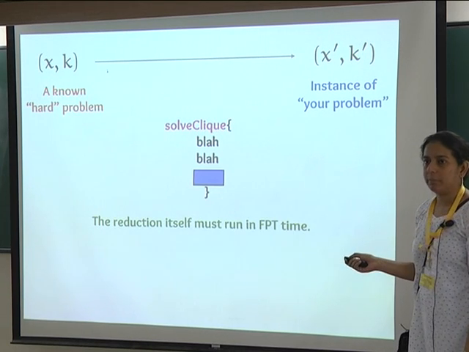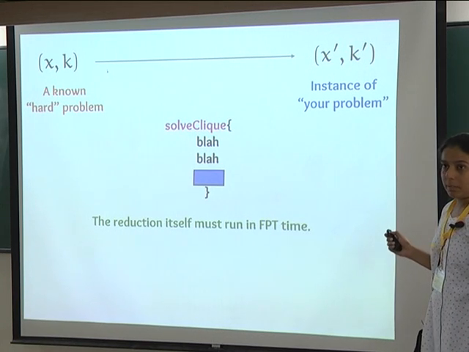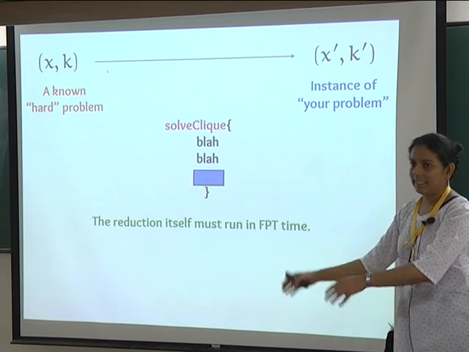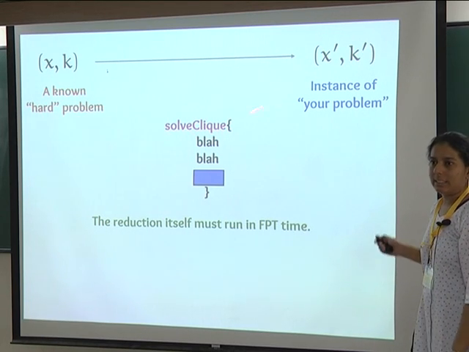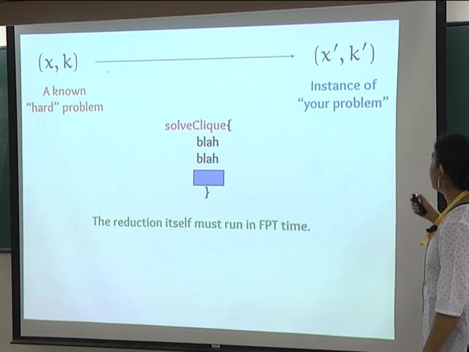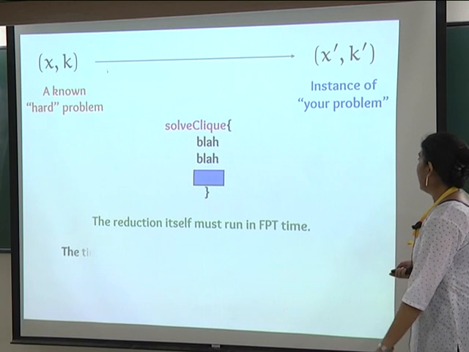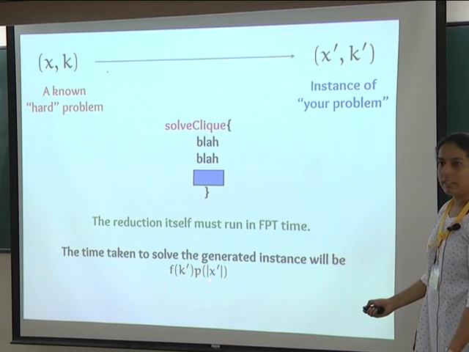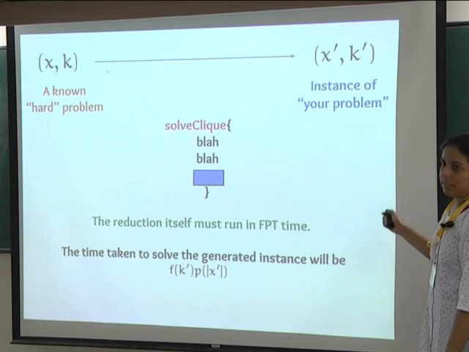The reduction itself must be FPT time. Okay? Now, after you reduce, you get this instance x prime, k prime. And to really put the last nail in the coffin, what you need to do is run an FPT algorithm on this instance that you generate. So somebody has given you an FPT algorithm for your problem. You need to run it on the instance that you generate. And when you run it, it has to be FPT. Okay? So in particular, the time that you spend on this instance is going to look like f of k prime times a polynomial in the size of the instance.